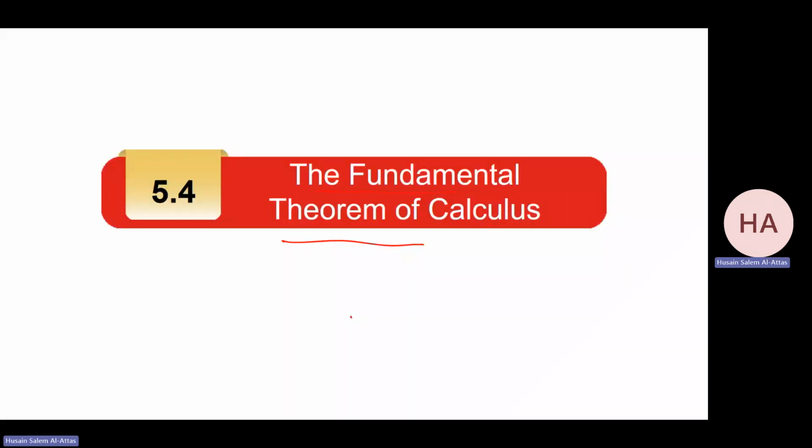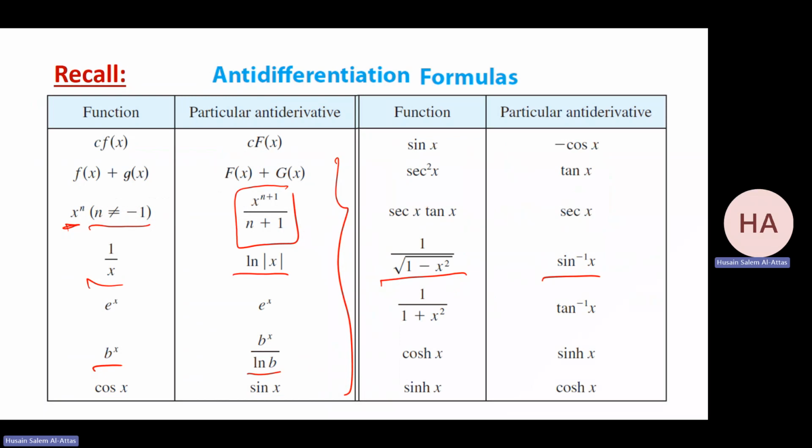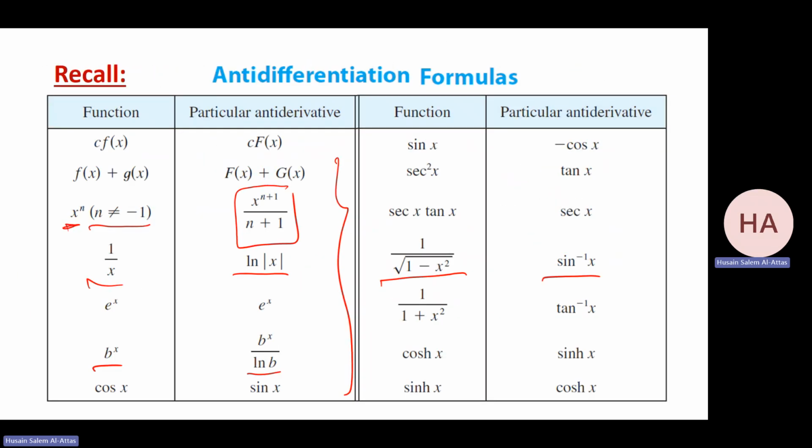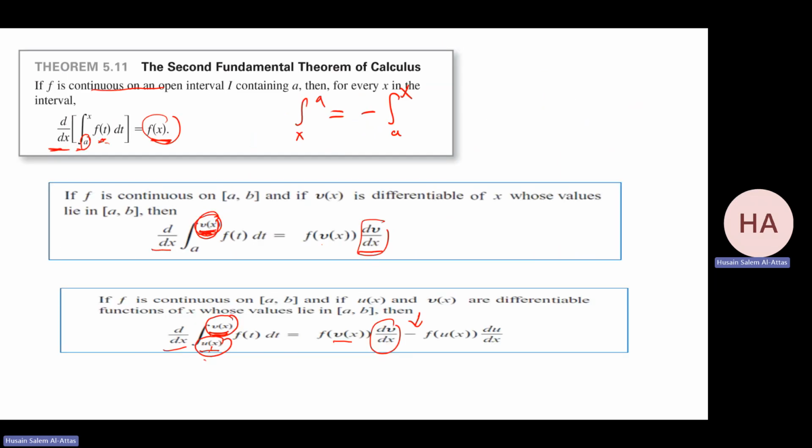Bismillahirrahmanirrahim. We started section 5.4. We did all of these problems. As I said, we have two things. The main idea is that the derivative and the integral are inverse of each other. So the derivative of the integral will give you the original function. And if you have a derivative of an integral function, then we need to do it through this formula.